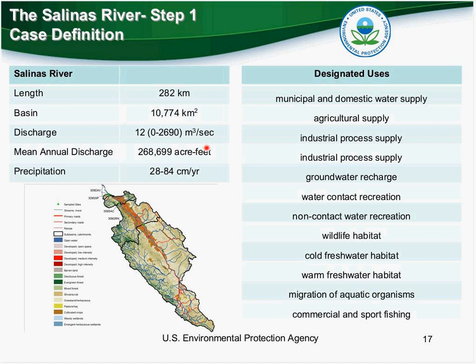When you're defining the case, it's really about going in and understanding your system, so it's generating a map, understanding what designated uses are occurring within your watershed, and what its precipitation and discharge are. So you're really in the very early stages of fact gathering.